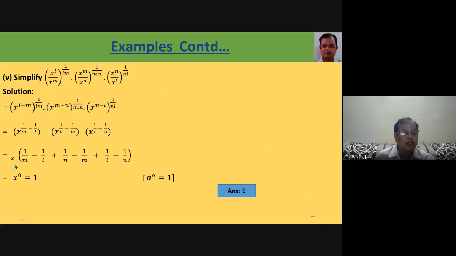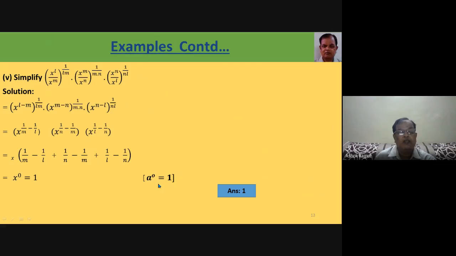Then we take the powers and add these all. In the bracket we have written here 1 by m, minus 1 by l, plus 1 by m, minus 1 by m, plus 1 by l, minus 1 by m. M here is positive, here negative, so it is cancelled. 1 by L minus 1 by L, positive and negative, cancelled. 1 by N positive, 1 by N negative, cancelled. Thus we are getting x raised to the power 0 because everything is cancelled.